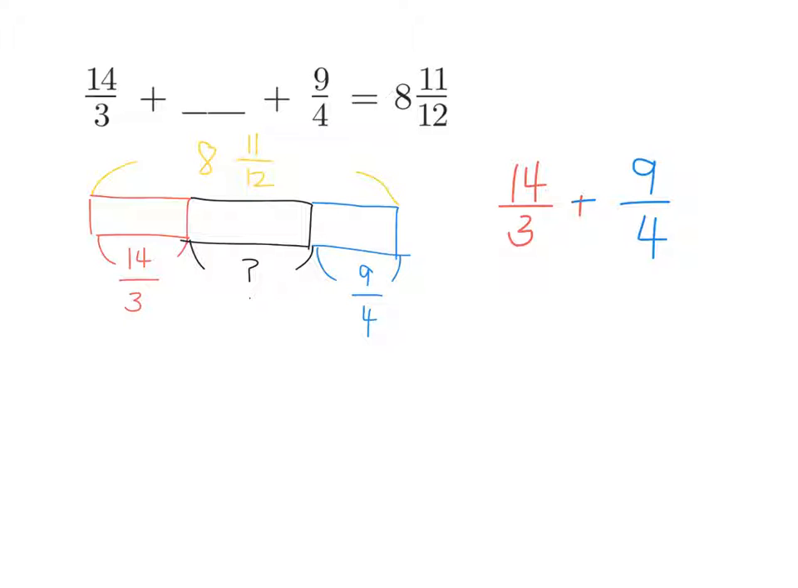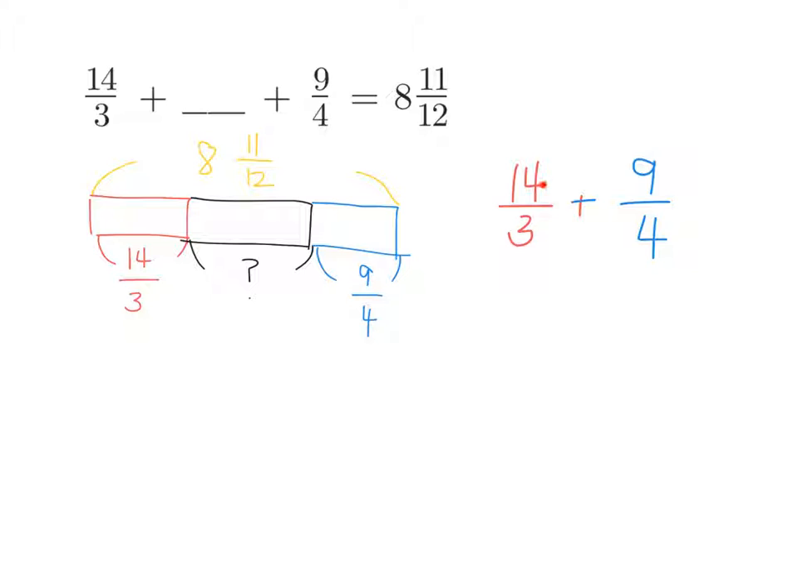14/3. Well, how many thirds does it take to make one whole? How many thirds does it take to make one whole? 3. 3 thirds to make one whole. Do I have at least 3 wholes? Okay. How many would it take to make 2 wholes? 6. Do I have at least 2 wholes? How many would it take to make 3 wholes? Do I have at least that many? How about 4 wholes? Do I have that many?